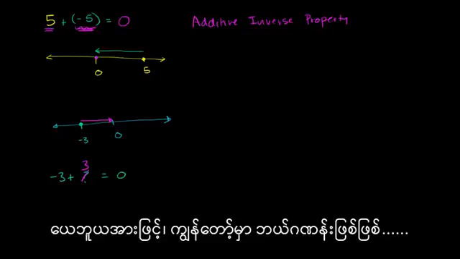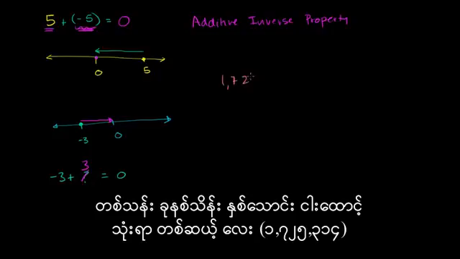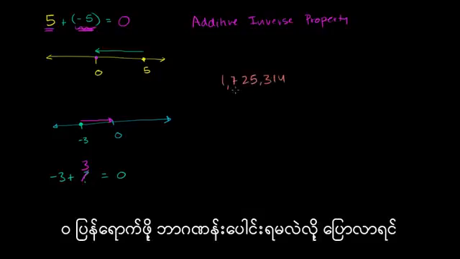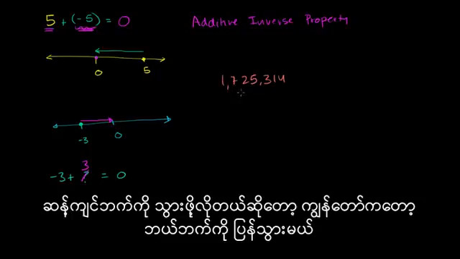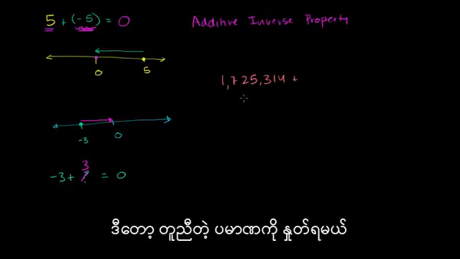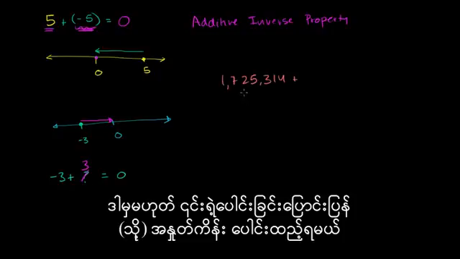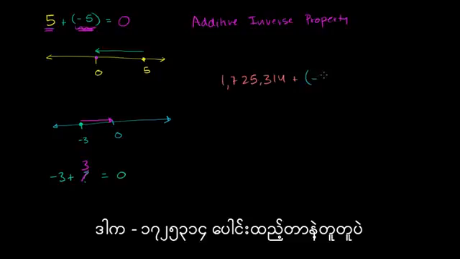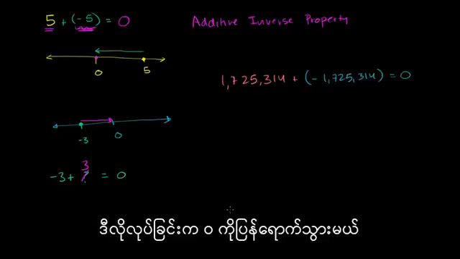So in general, if I have any number, if I have 1,725,314, and I say, what do I need to add to this to get back to 0? Well, I have to essentially go in the opposite direction. I have to go in the leftwards direction. So I'm going to subtract the same amount. Or I could say, I'm going to add the additive inverse, or the negative version of it. So this is going to be the same thing as adding -1,725,314, and that'll get me back to 0.